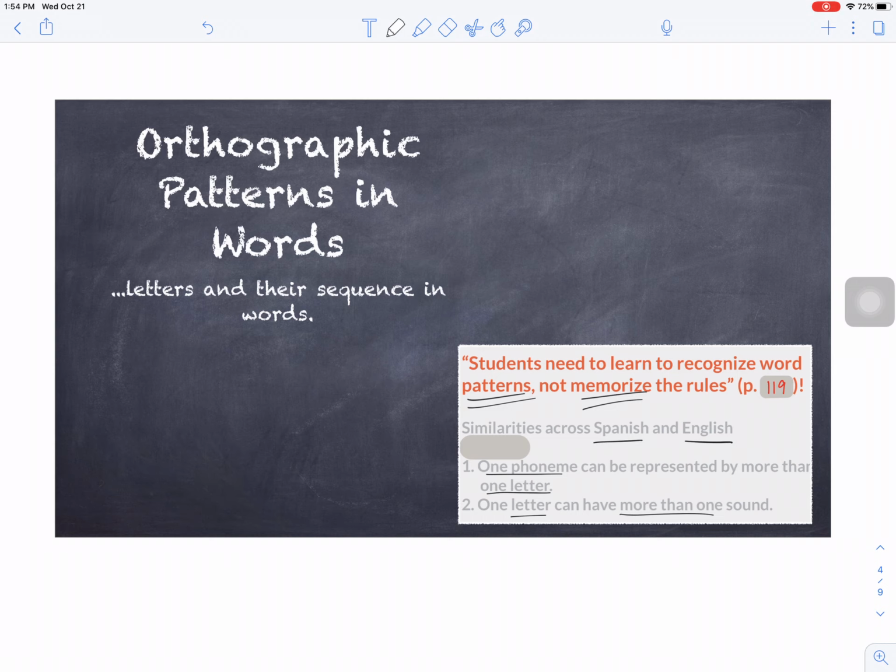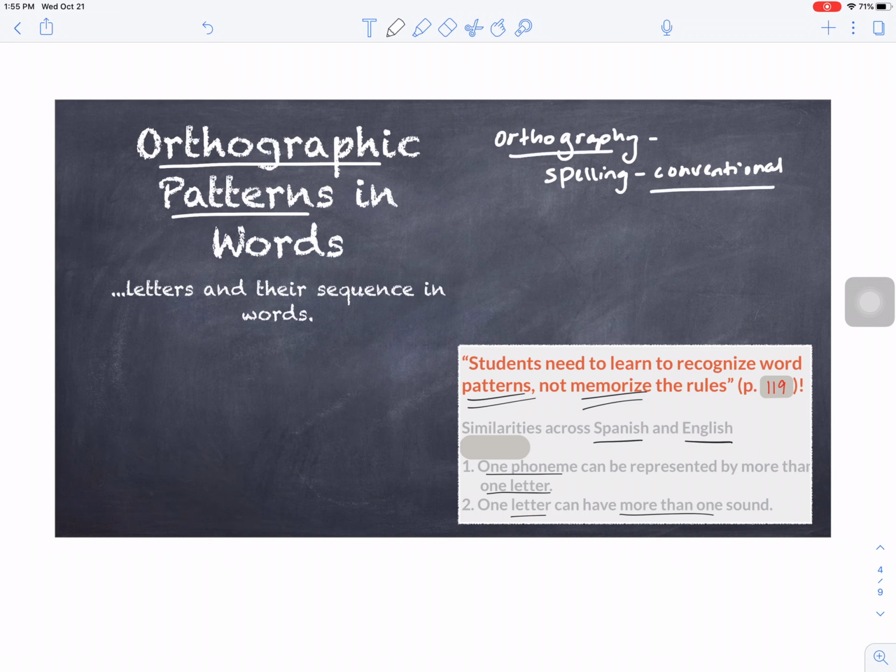So I was using on the last slide the terms orthographic patterns. So as I said, orthography is just a fancy word for talking about spelling of words that is conventional. So it's the way words are spelled in books, the conventional spelling. The orthography of a word is not invented spelling. It's not when students are just thinking about the sounds they hear. Orthography is when we look at how that word is conventionally spelled, what it looks like in books.